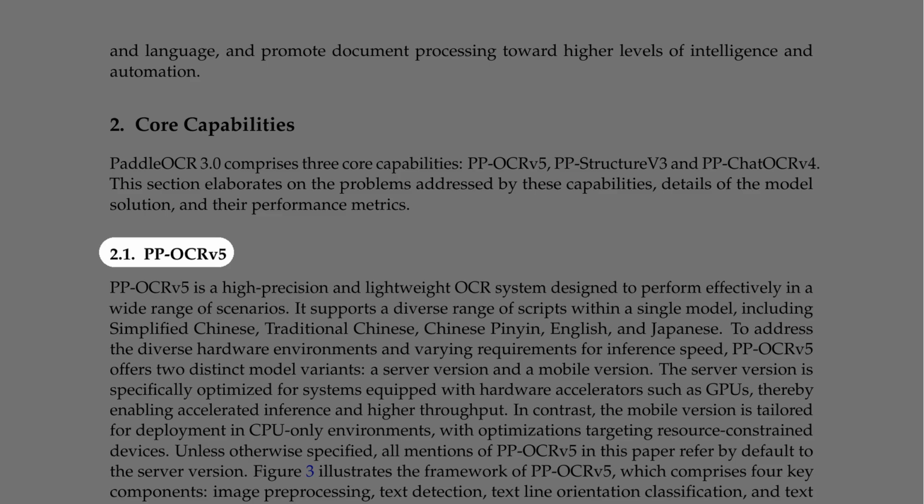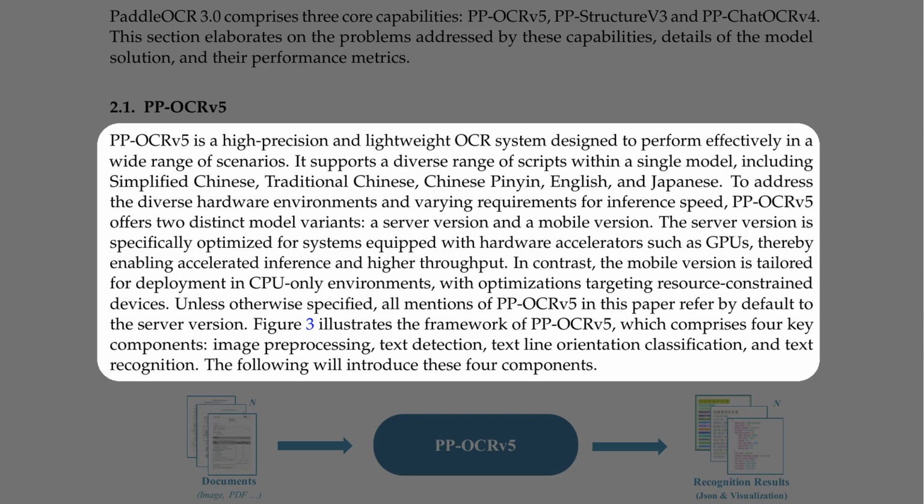2.1 PP-OCRv5. PP-OCRv5 is a high-precision and lightweight OCR system designed to perform effectively in a wide range of scenarios. It supports a diverse range of scripts within a single model, including simplified Chinese, traditional Chinese, Chinese Pinyin, English, and Japanese. To address the diverse hardware environments and varying requirements for inference speed, PP-OCRv5 offers 2 distinct model variants, a server version and a mobile version.